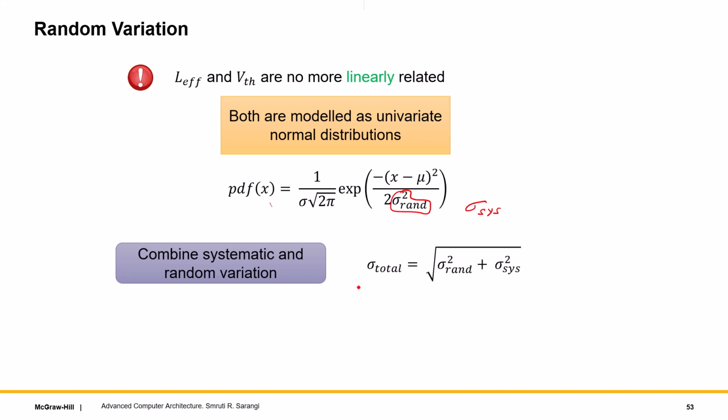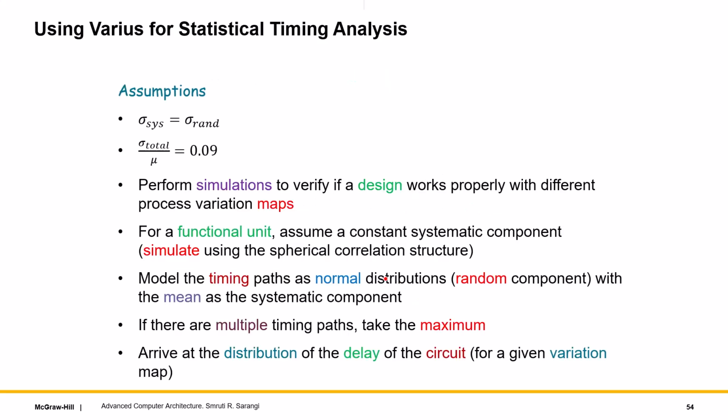But we can combine the systematic and random variation to arrive at the standard deviation for the total variation, which is sigma rand square plus sigma sys square, the square root of that. This is a standard variation combining formula for a sum of Gaussian or normally distributed random variables. This is the standard formula that you get.